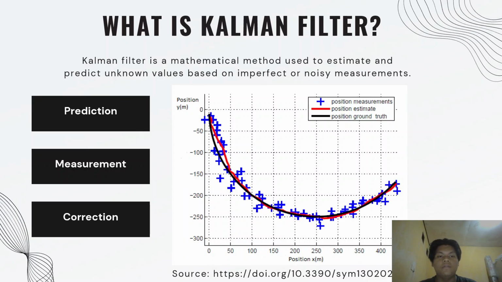You can see here, for the first time, the gap between the red and black lines. The red line is the estimate from the Kalman filter and the black is the real position. For the first time, the gap between the two lines is large, but after several iterations, the gap between them narrows until the estimate comes near to the real position, close to the ground truth.